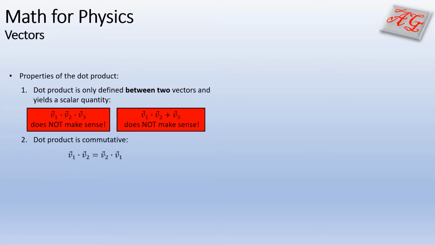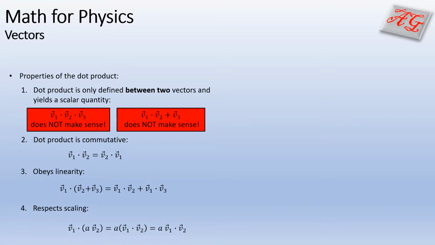The dot product is commutative, so the dot product between b1 and b2 is the same as taking the dot product between b2 and b1. The dot product obeys linearity. The dot product of a vector with the sum of vectors is the same as the sum of dot products between the vector and the vectors in the sum. The dot product respects rescaling. That is, the dot product of a vector with another vector multiplied by a scalar is the same as the multiplication by a scalar of the dot product between the two vectors.